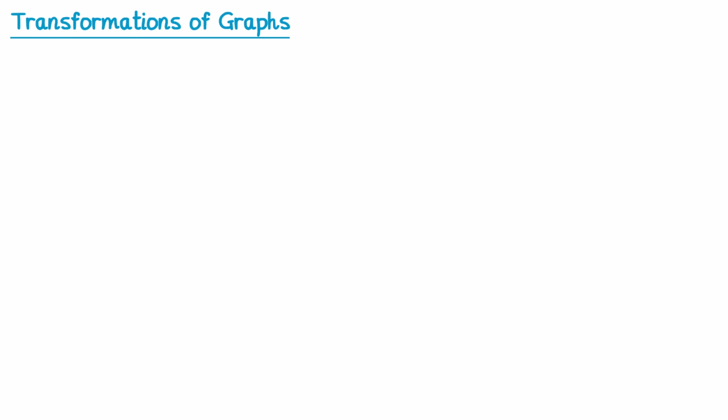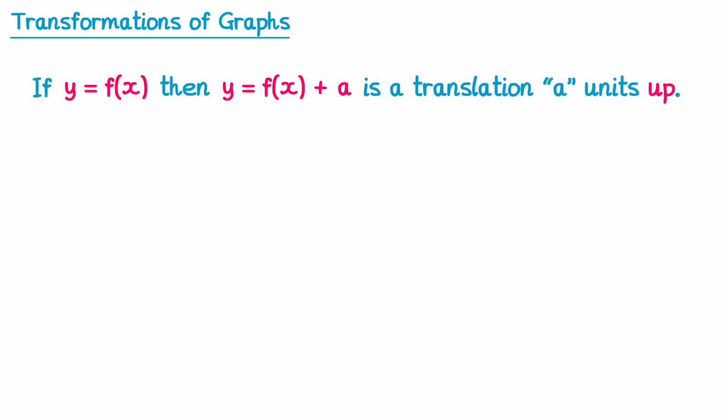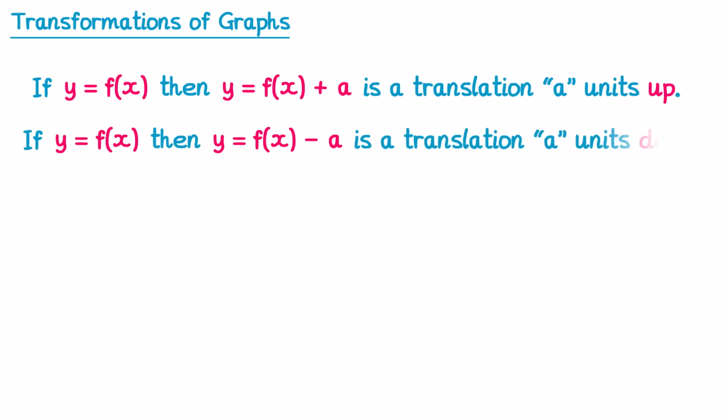We can summarize what we've learnt here using function notation. So if we have a graph y equals f of x, then the graph y equals f of x plus a, where a is that constant number, is a translation of a units up. And also, if we have the graph of y equals f of x, then y equals f of x subtract a is also a translation, but we go a units down instead. So if you add or subtract a constant number to the equation of a graph, this will move the graph upwards or downwards by that many units.